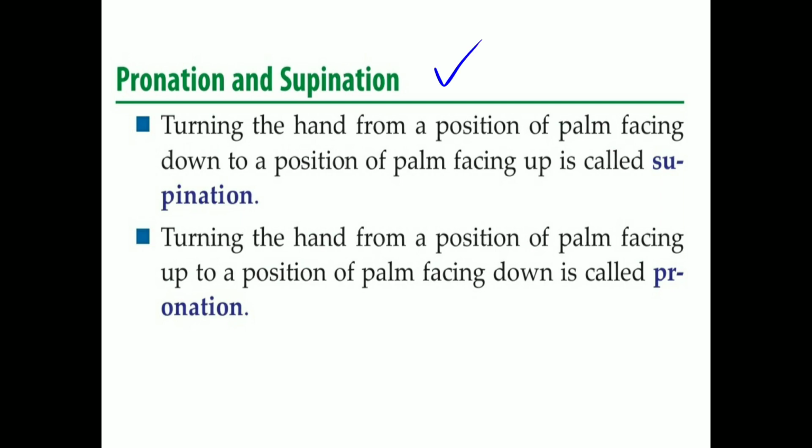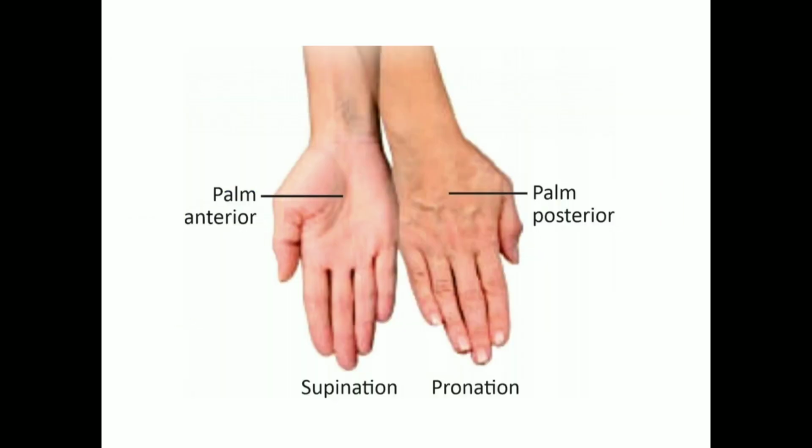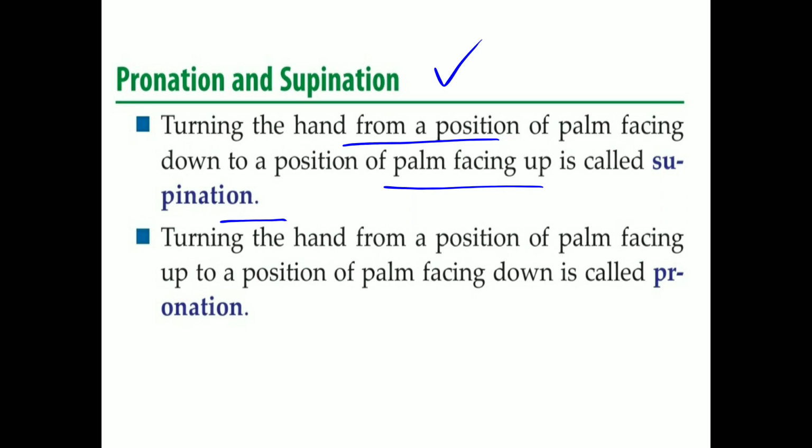The next is supination and pronation. Turning the hand from a position of the palm facing down to a position where the palm is facing up, that movement is called supination. Here, this is supination. The palm is made to face up, which is supination, and turning it down is pronation. Turning the hand from a position of palm facing up to a position of palm facing down is pronation.